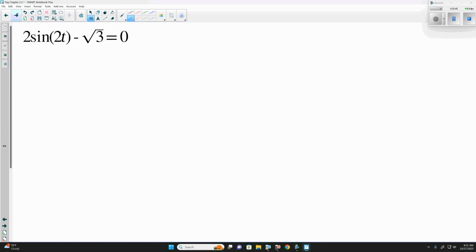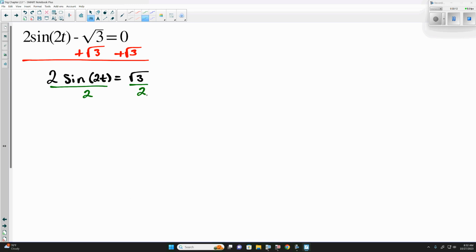Would you like to look at another? Yes. They're a little bit weird. Because again, with this here, the first thing we're going to do is get sine of 2t by itself. So we're going to add the square root of 3 to both sides, which will tell us that 2 sine of 2t is equal to square root of 3. At this point, we're going to divide both sides by 2, telling us sine of 2t is equal to square root of 3 over 2.